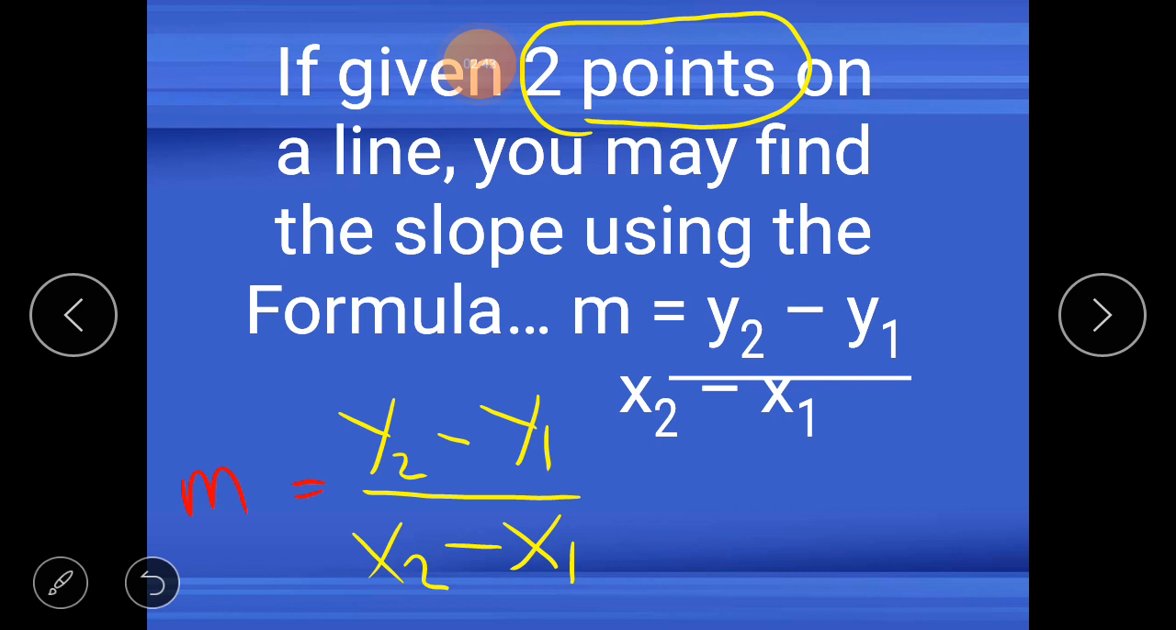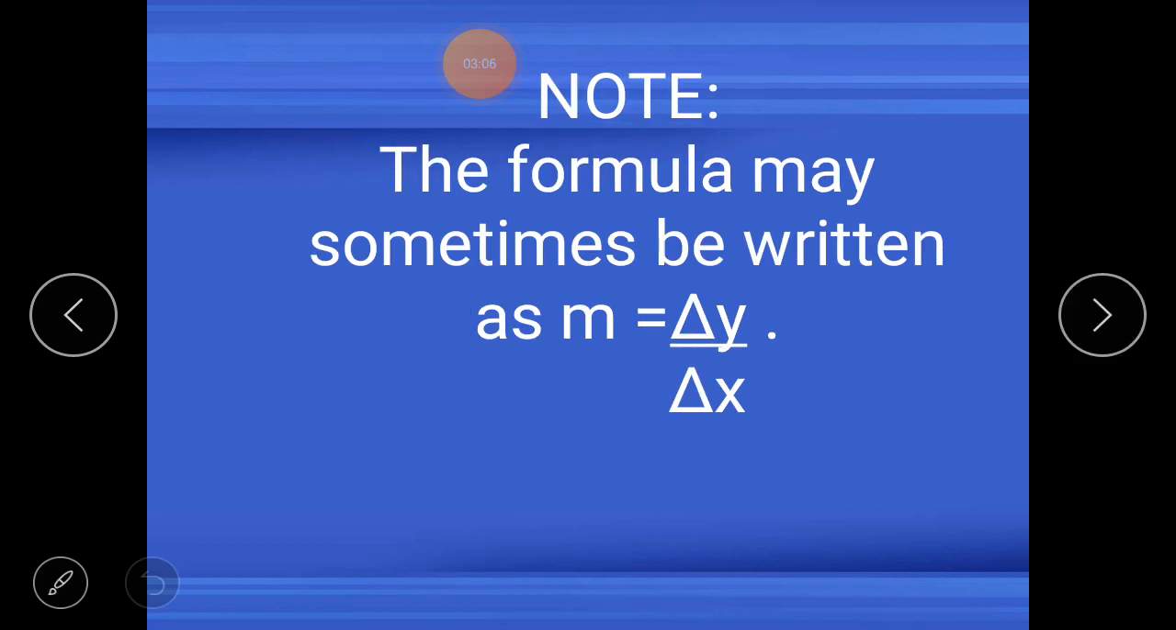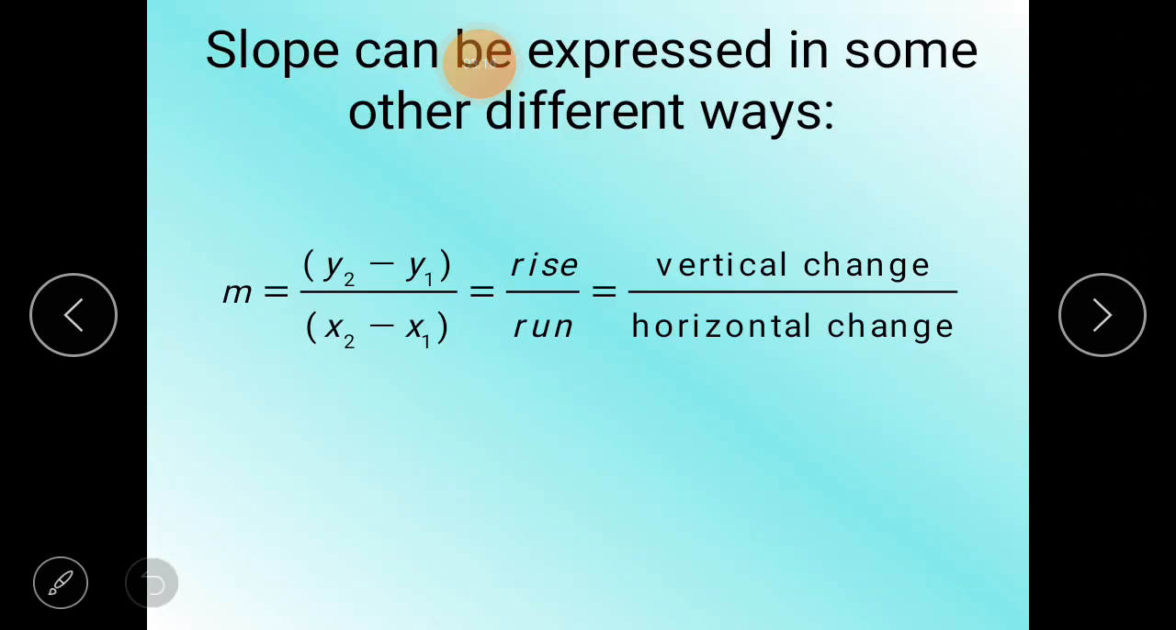So you all know that a point has an x and y, right? So you're going to get y sub 1, x sub 1, y sub 2, x sub 2 on those 2 given points. Again, this is the formula for finding the slope if you have 2 points given. The formula may sometimes be written as m equals change in y over change in x. So slope can be expressed in some other different ways.